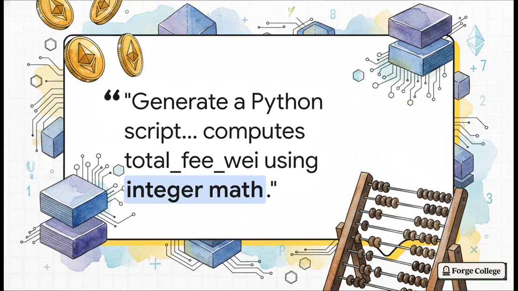If you're using an AI assistant to write your code, you've got to be extremely precise with your prompt. For example, generate a Python script named tx_cost.py that accepts gas_used, base_fee_gwei, priority_fee_gwei, computes total_fee_wei using integer math. I want to really emphasize that last instruction. By explicitly telling the AI to use integer math, we force it to play by Ethereum's golden rule, ensuring it doesn't hallucinate floating point errors that could completely tank our fee calculator.